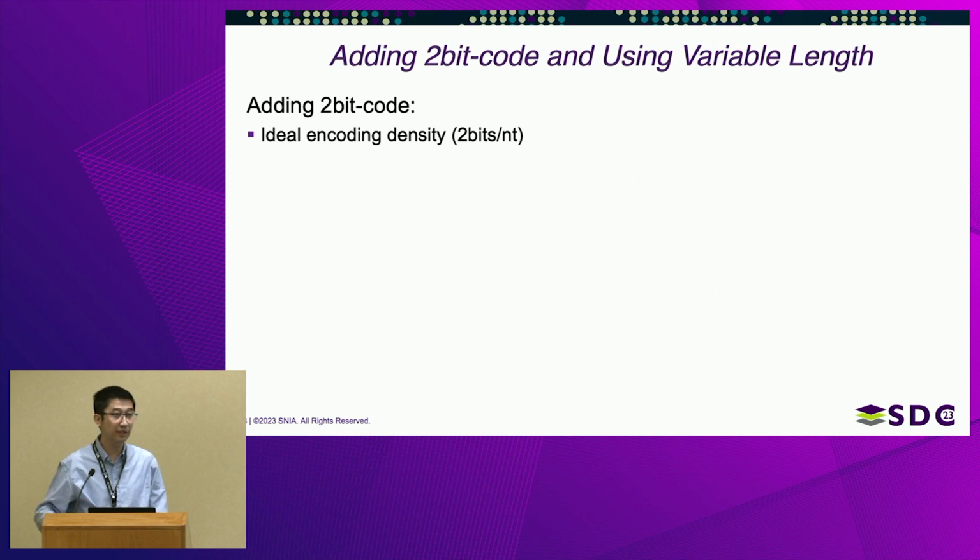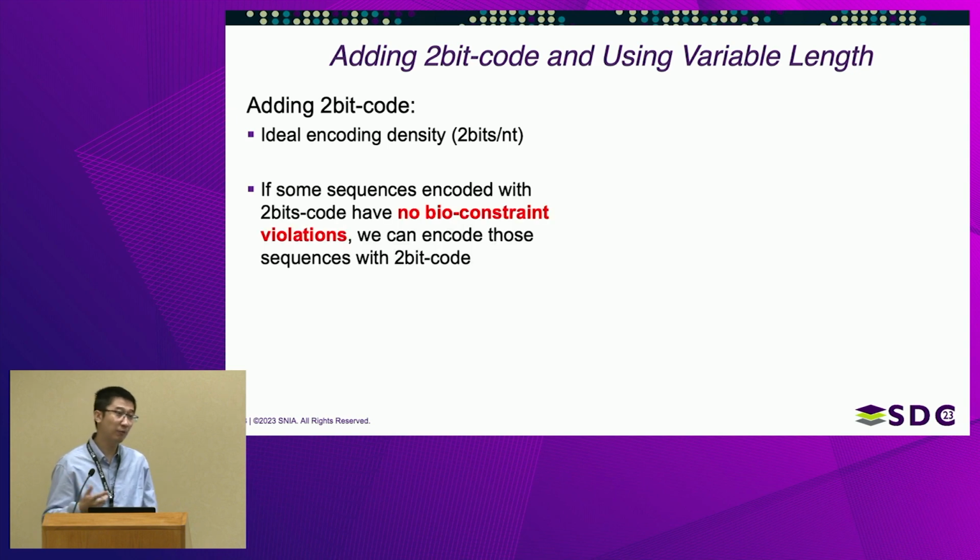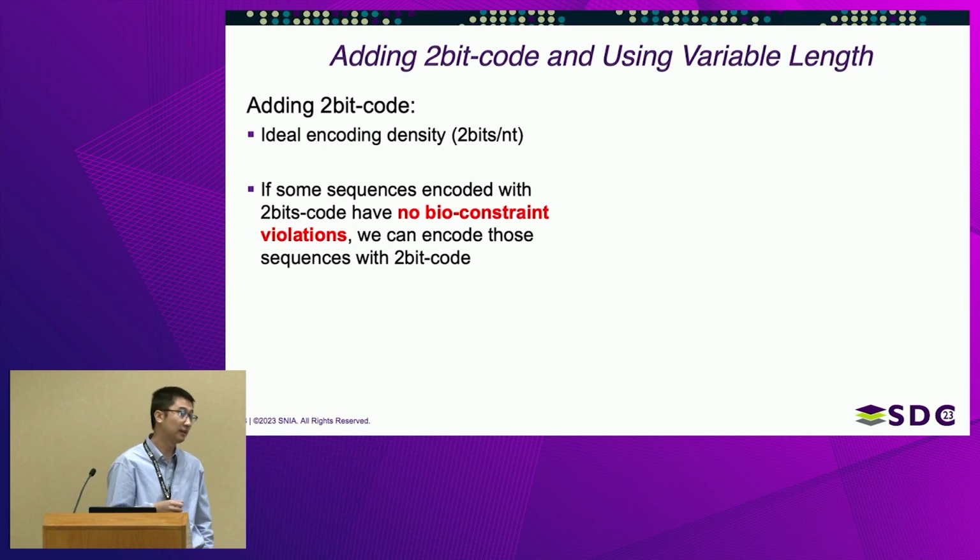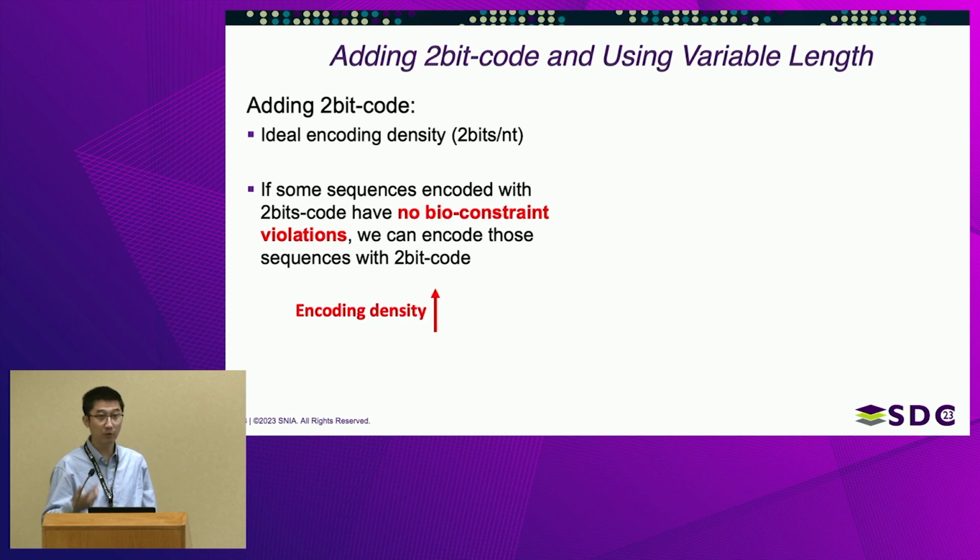And also, we try to further increase the encoding densities by adding a 2-bit code and also using variable length. The key idea here is that the 2-bit code can provide the ideal, optimal encoding density, right? But the problem of using the 2-bit code is that it may generate long homopolymers or other issues, which are bioconstraint violations. That increases the difficulty of synthesis and sequencing, or increases the error rate. But if we find some sequences encoded with the 2-bit code with no bioconstraint violation, then we can encode this type of sequence with the 2-bit code, right? So then we can increase the encoding density.